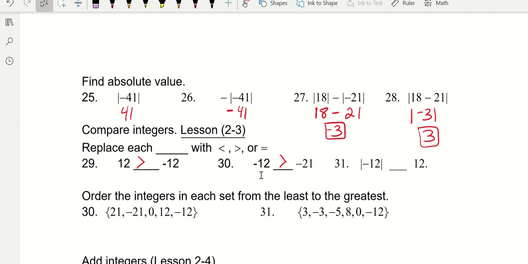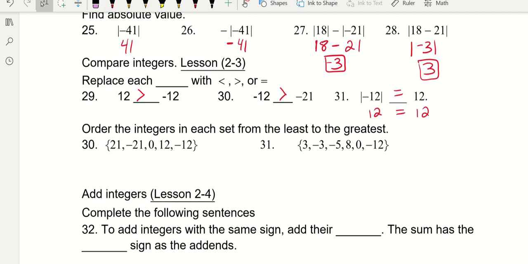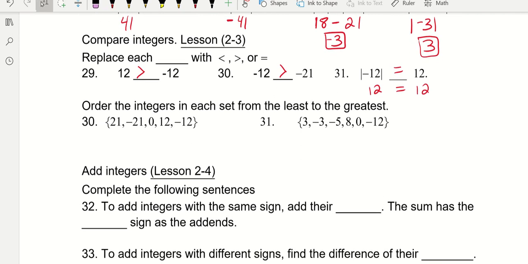Number 31. Okay, the absolute value of -12 is going to be 12. Comparing that to 12, these are equal to each other, so these must be equal to each other. Order the integers in each set from least to greatest. So this is going to be -21, -12. I think that exhausts all our negative numbers. 0 is next, 12, and 21. We ordered them from least to greatest. Just do your best with the set symbols. If they're not perfect, that's okay.